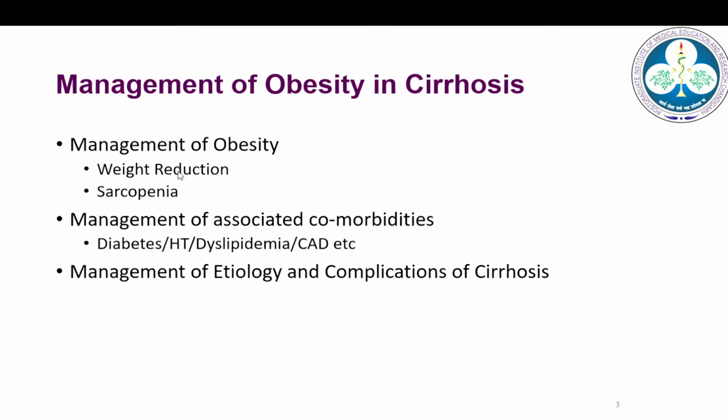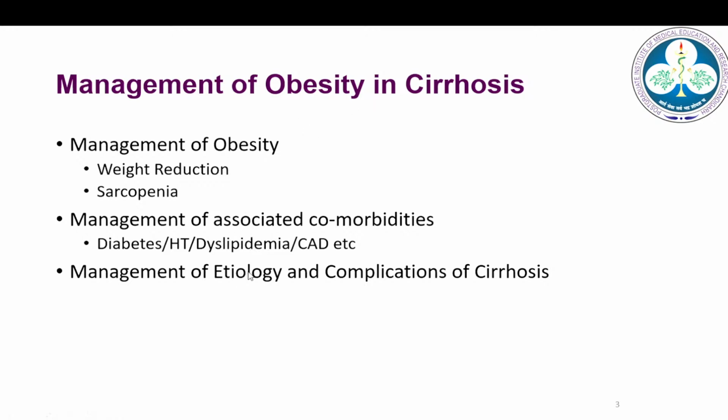On one hand, you want them to lose weight, but on the other hand, as I said, they are sarcopenic. You don't want to compromise on their nutrition, especially the protein intake. Obese people could also have associated comorbidities, and these could be diabetes, hypertension, dyslipidemia, coronary artery disease. So they also need to be taken into account when you are managing an obese cirrhotic.